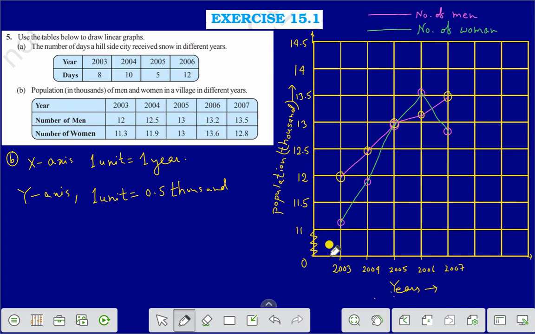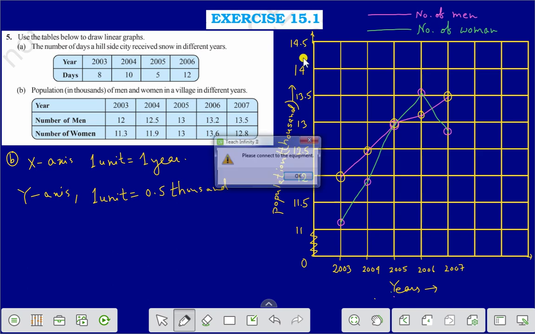Right, here you see this 1 unit as 1 year, 2003, 2004, 2005, 2006, 2007. And on the y-axis 1 unit is 0.5: this is 11, this is 11.5, this is 12, 12.5, 13, 13.5, 14 and 14.5.